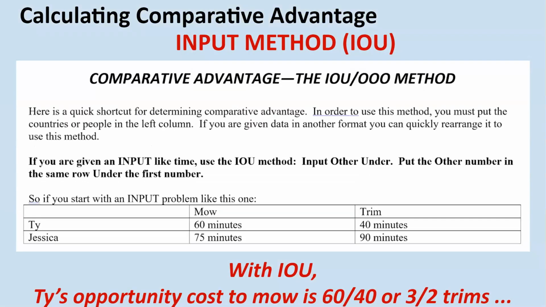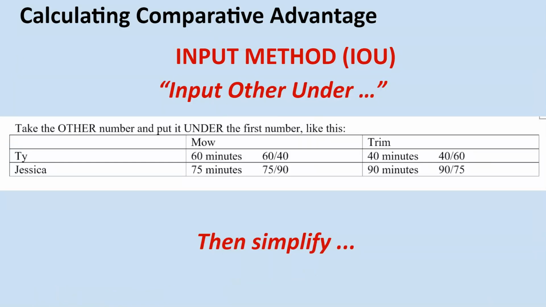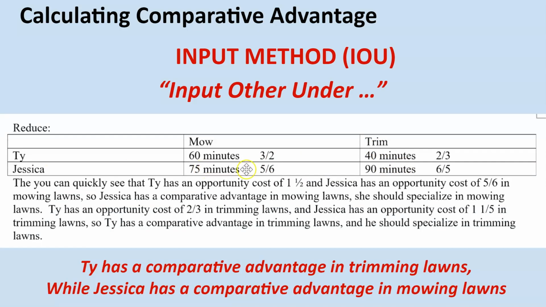So if we take a look for a second at this input method, again, input other under, the idea here is we have Ty with 60 minutes mowing, 40 minutes trimming. What we see here is the input other under method basically takes us to 60 over 40 or 40 over 60 for mowing and trimming respectively. And for Jessica, it's 75 over 90 and 90 over 75. Again, we've taken the input of the other item that they're producing, or in this case, it's a resource, and put it under the item that we're looking at. So 60 over 40, 75 over 90. And then when we simplify, what we get is the opportunity cost.